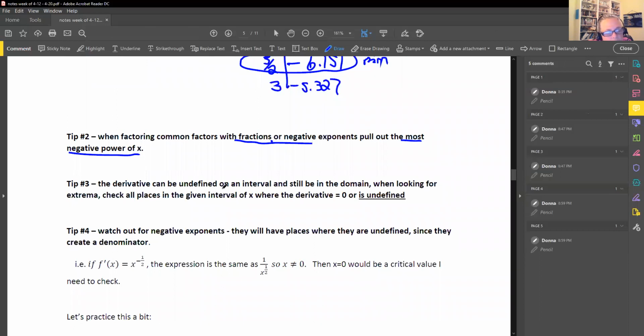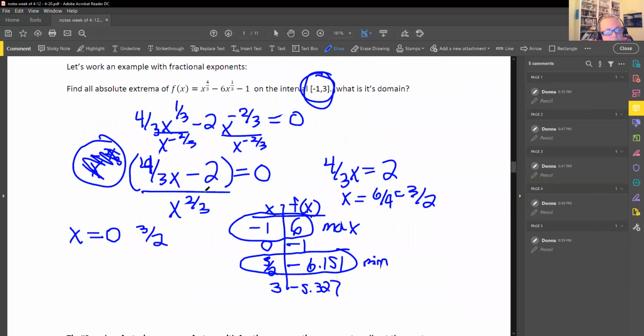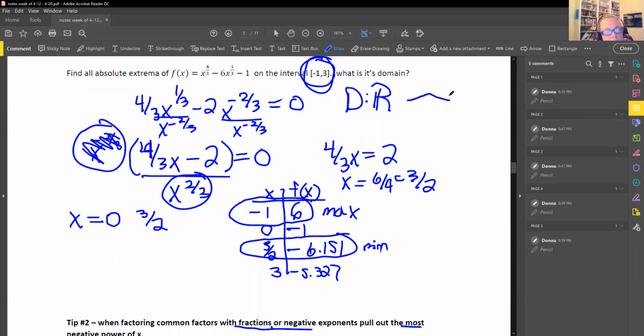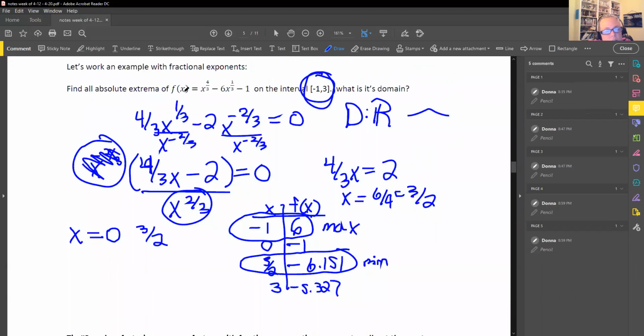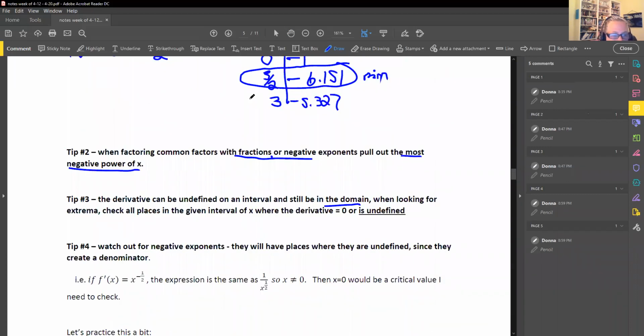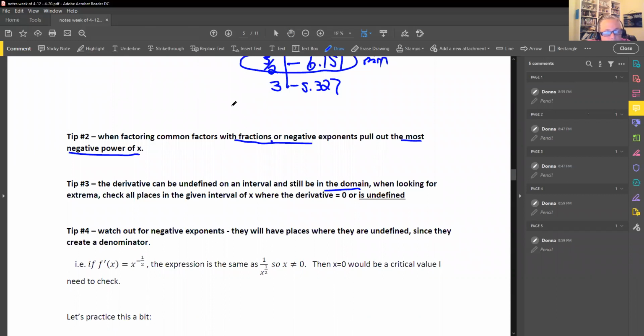The derivative can be undefined in the interval and still be in the domain. So that's what we saw here. The derivative was undefined at 0, but the domain is all reals, okay? What that means usually is you have some kind of corner or something. If you graph it on a calculator, you should see a sharp corner at 0. Okay. All right, so make sure that to check for minimums and maximums, you also check where the derivative is 0, but where it's undefined as well. Okay.